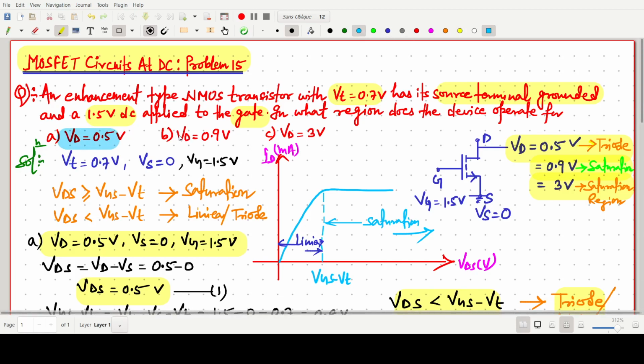We have already found for different VD. For VD 0.5 volt it is triode region, 0.9 volt saturation, and for 3 volt it is in the saturation region. This is all about this simple problem, and it is from the microelectronic circuits book. And this ID-VDS characteristic is very important. We have to know these characteristics. Okay, so thank you for watching this video.